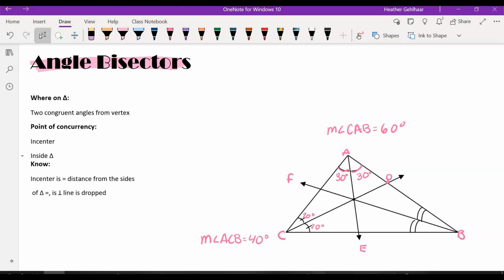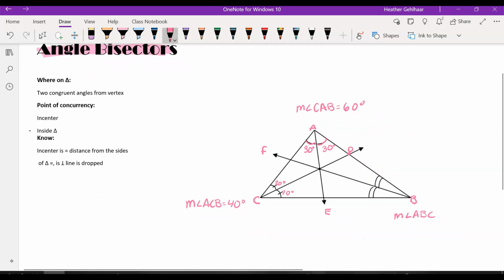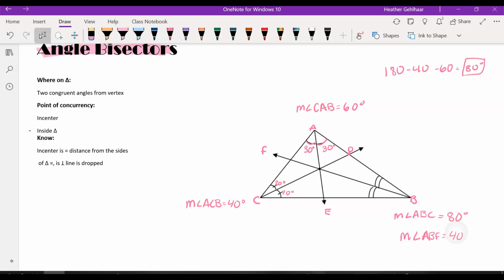Now, what if I said, with the information that you have here, what is the measure of angle ABC? What is the measure of angle ABF? Well, first you would have to do 180 minus 40 minus 60, and we would get 80 degrees. So left over, we have 80 degrees, so we know the entire angle is 80 degrees, but each angle would be 40 degrees because they are congruent to each other. So with an angle bisector, you're going to get the angles congruent.